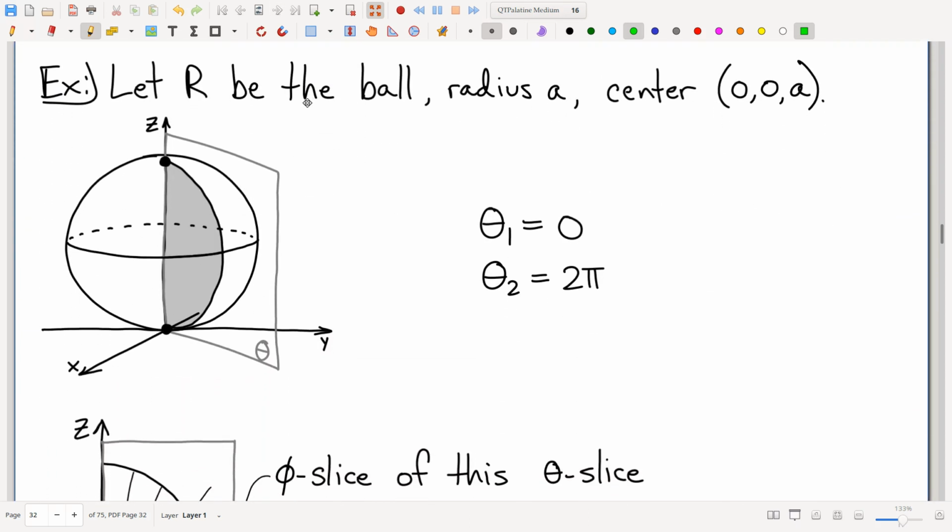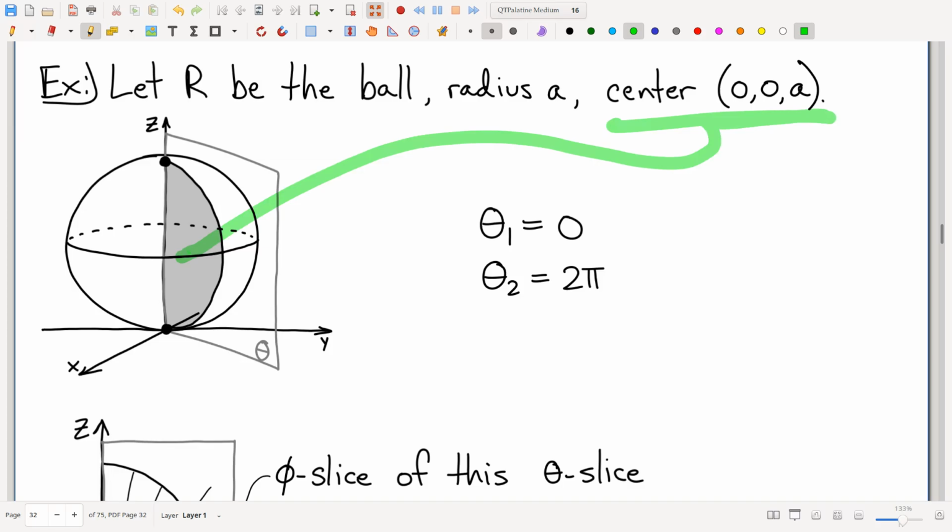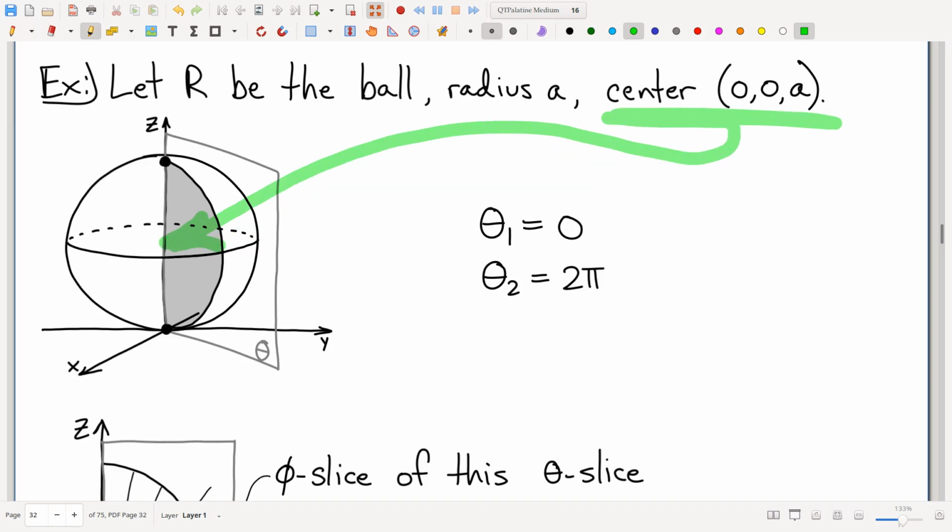Let's proceed to the example. So here we have a ball, not centered at the origin. The center is up here on the z-axis, sitting above the origin by an amount that's the same as the radius, and so this kind of sits on top of the xy plane at the origin. Does that make sense? Everybody happy?